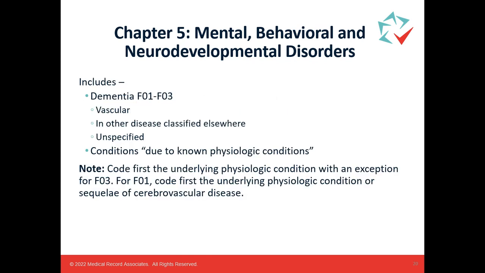Disorders that fall into this secondary category include dementia, which can be vascular, in diseases classified elsewhere or unspecified. There could also be conditions due to known physiologic conditions. Make sure that you code the underlying physiologic condition, with an exception for F03. So for F01, you code first the underlying physiologic condition or sequela of cerebrovascular disease. So make sure you follow the instructional notes, again, which say to code first that underlying physiologic condition, with the exception of F03.